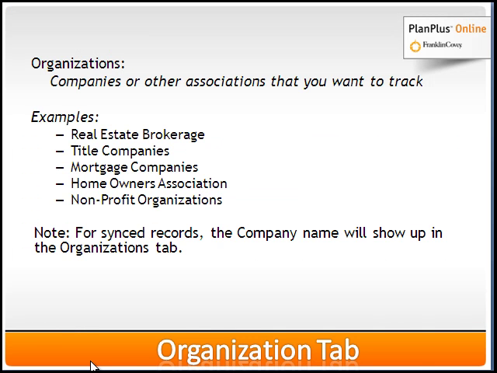The organizations tab is best used for keeping track of companies or other businesses or other associations that you want to track. Some examples of this specifically for real estate are real estate brokerages, title companies, mortgage companies, homeowners associations, nonprofit organizations. And just a note for those of you syncing from Outlook, the company name in Outlook will show up in the organizations tab inside PlanPlus.